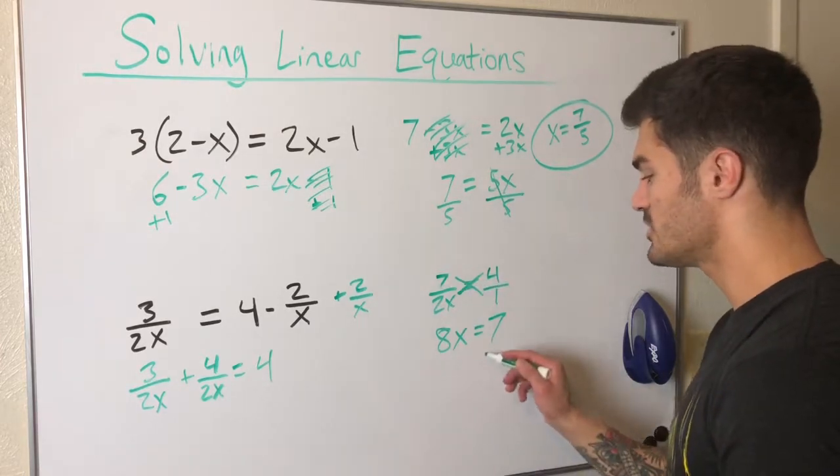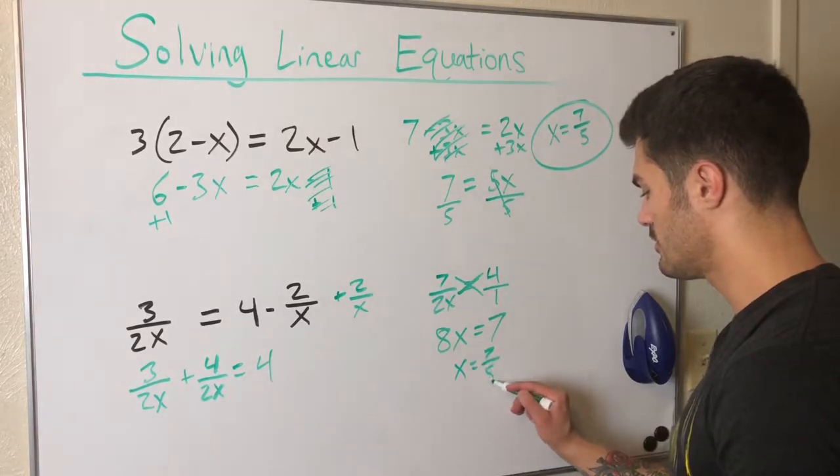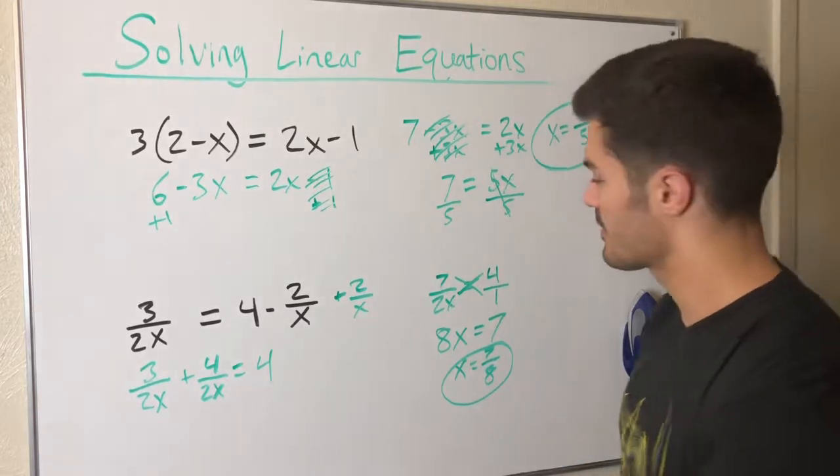And now I just divide both sides by 8 to isolate the x. x equals 7 over 8.